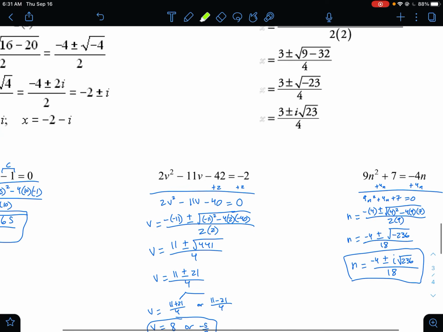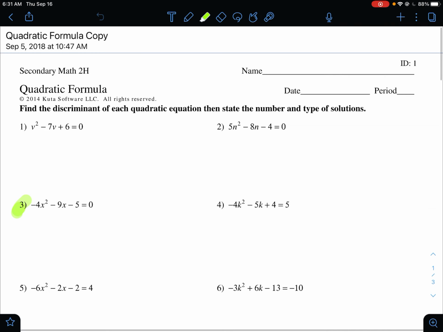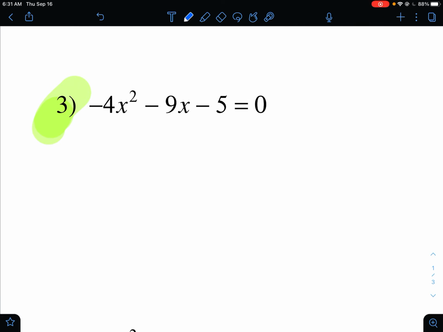solutions. And so, what's going on in the first part of your assignment is it wants you to find the discriminant of each quadratic and then state the number and type of solutions. So what you need to do is figure out what your A, B, and C values are, and you're going to find what B squared minus 4AC is. That's your discriminant, capital D. So let's compute that real quick for this one.